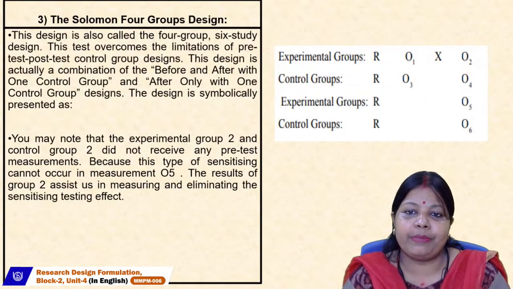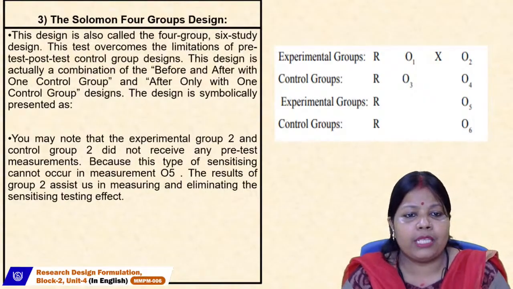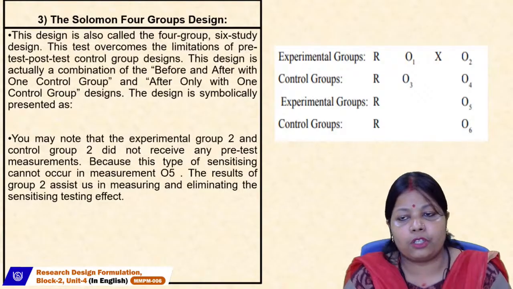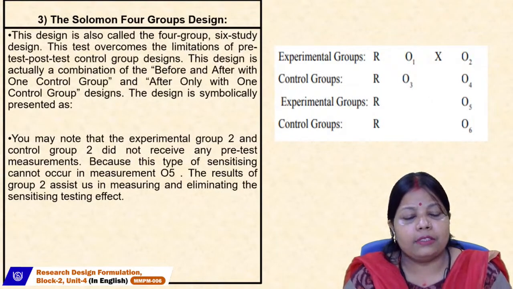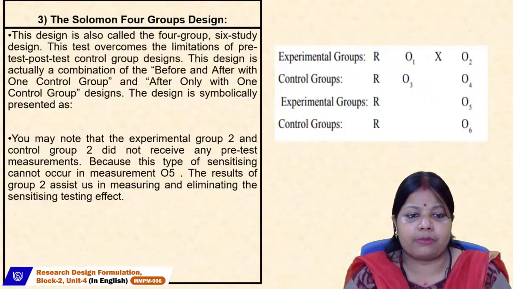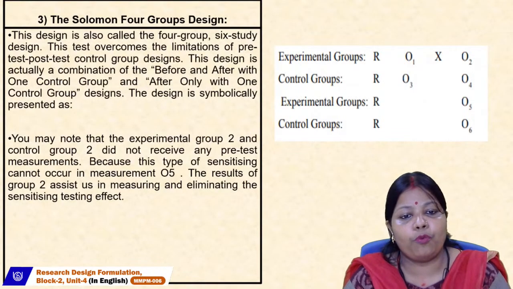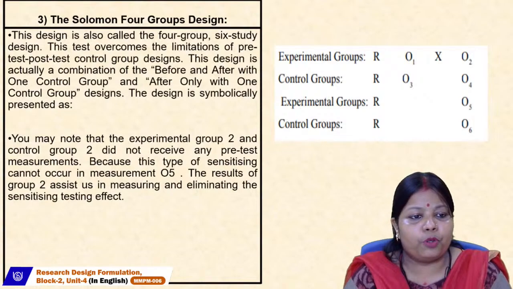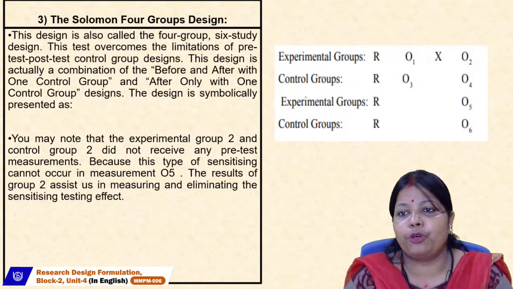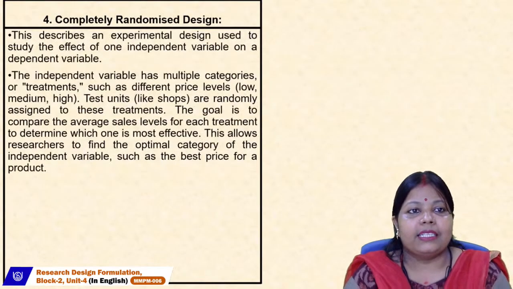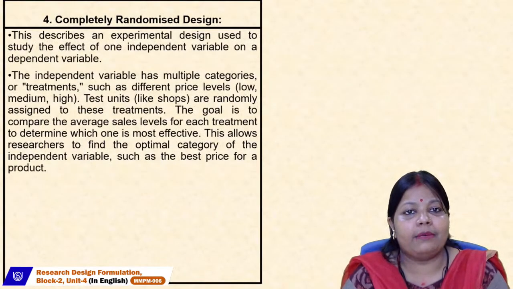Two experimental groups and two control groups. So you may note that there are two experimental groups and two control groups. The second experimental and second control groups did not receive any pre-test measurements, because this type of sensitizing cannot occur in the measurement of O5. So the results of group 2 assist us in measuring and eliminating the sensitizing testing effect under the Solomon four group design.